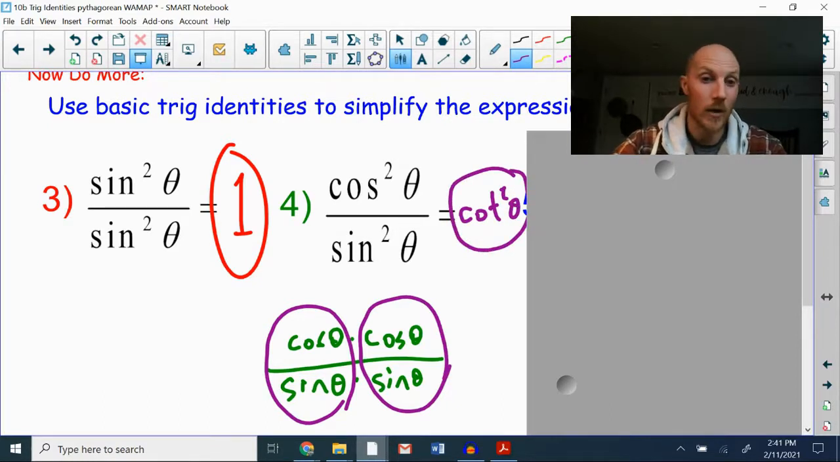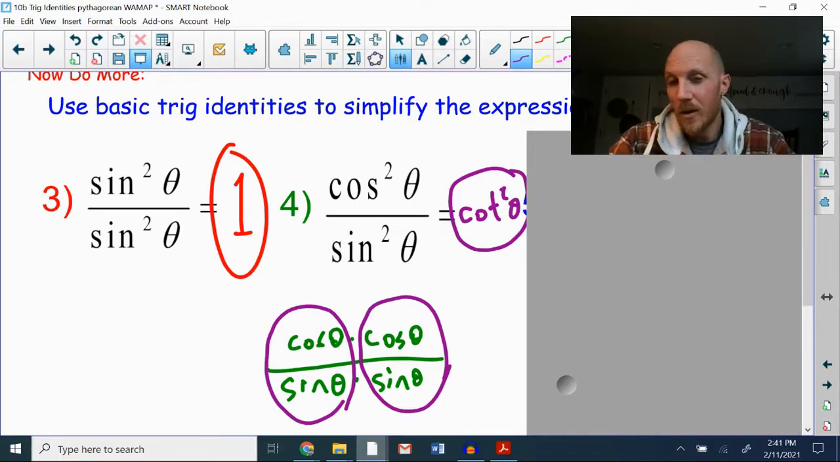Or if you recognize it from the original version, you could just say, well, cosine squared of theta divided by sine squared of theta. Cosine divided by sine is cotangent. Since both the cosine and the sine were squared to begin with, we'll just make it cotangent squared. Maybe that would make sense for you.